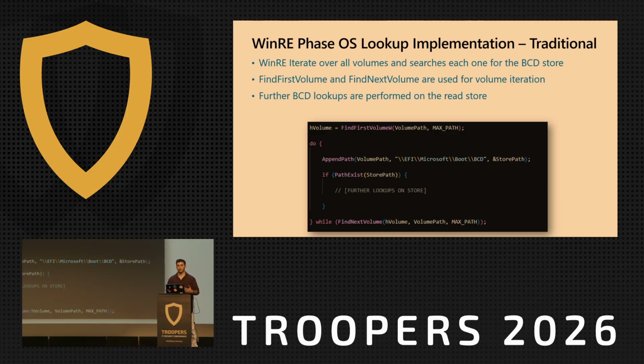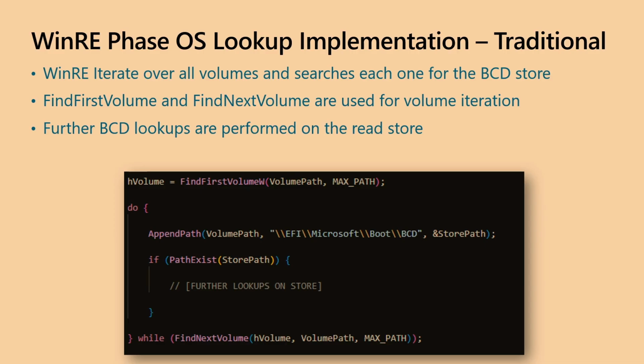So let's walk through the BCD-based lookups in the traditional state that WinRE performs. So WinRE, when it starts executing, it first enumerates the disk volumes to locate the BCD store. After finding one, it performs additional BCD queries to resolve the target OS.